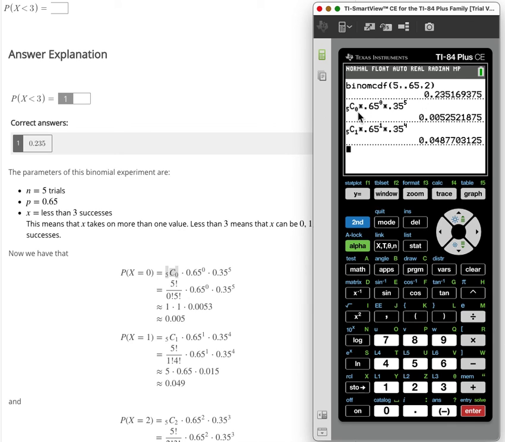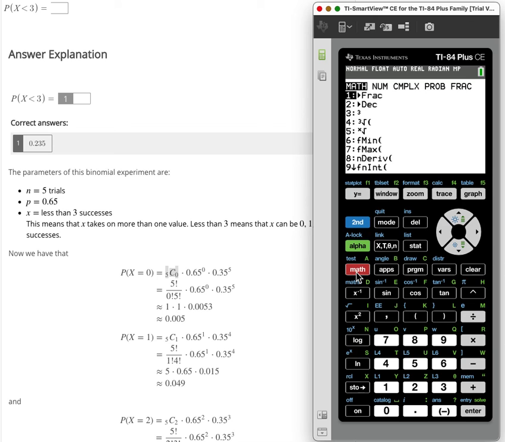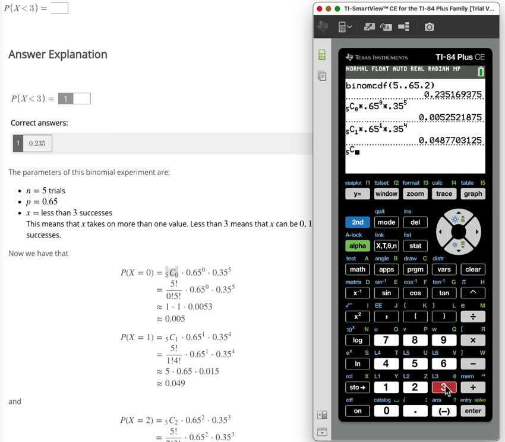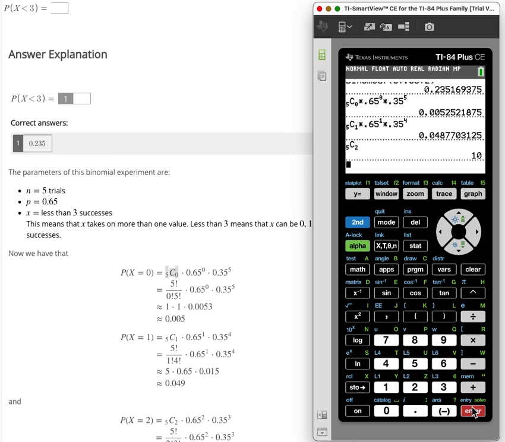But if you need to do that, then again 5, and then math, prob, option 3, and let's do 2 this time. And I'm just going to hit enter. I'm not going to do the whole thing. So that gives us 10.